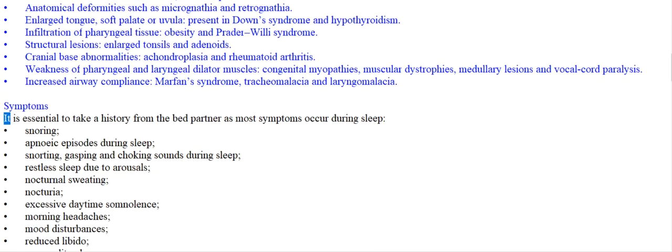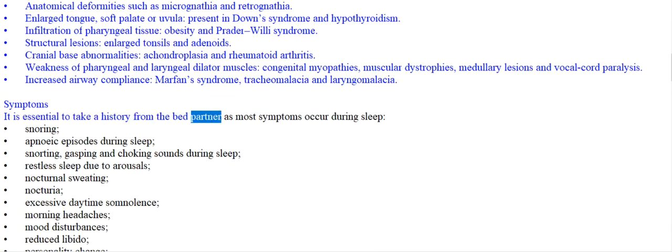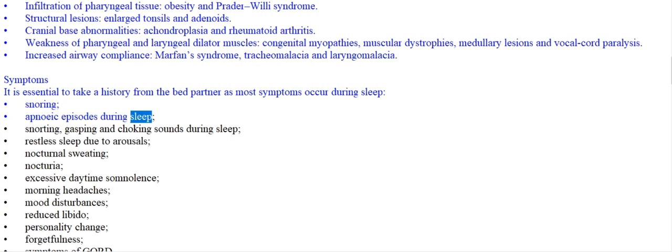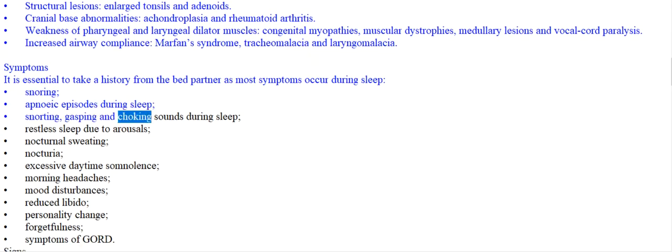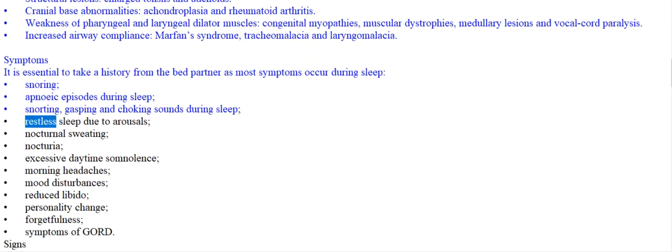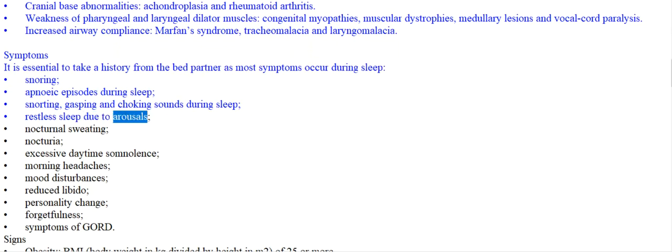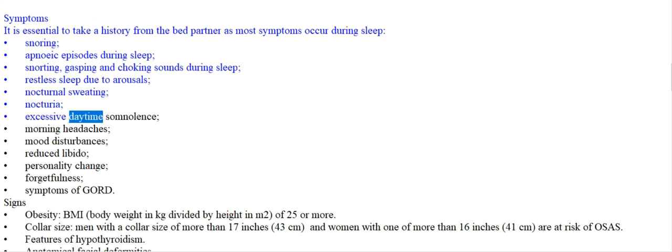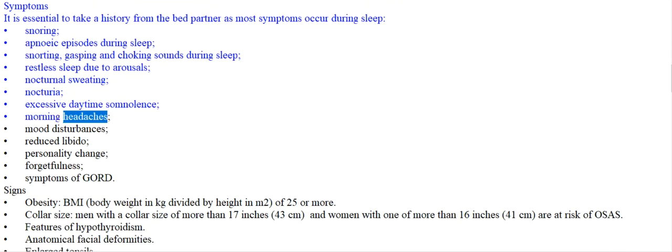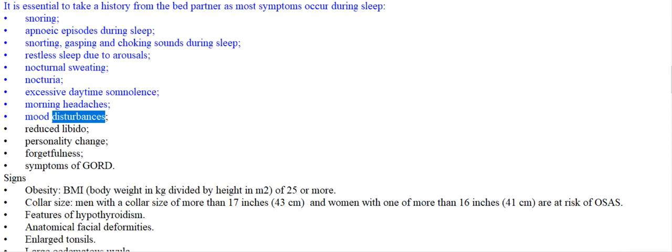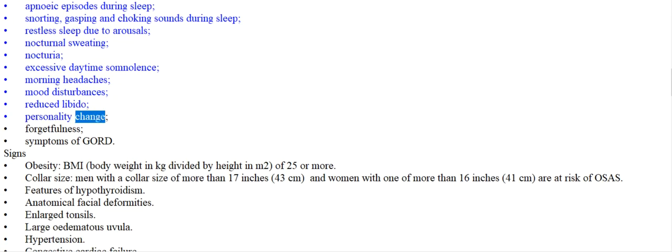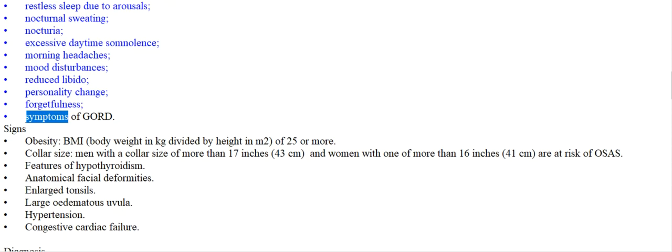Symptoms. It is essential to take a history from the bed partner as most symptoms occur during sleep. Snoring. Apnoic episodes during sleep. Snorting, gasping, and choking sounds during sleep. Restless sleep due to arousals. Nocturnal sweating. Nocturia. Excessive daytime somnolence. Morning headaches. Mood disturbances. Reduced libido. Personality change. Forgetfulness. Symptoms of GERD.